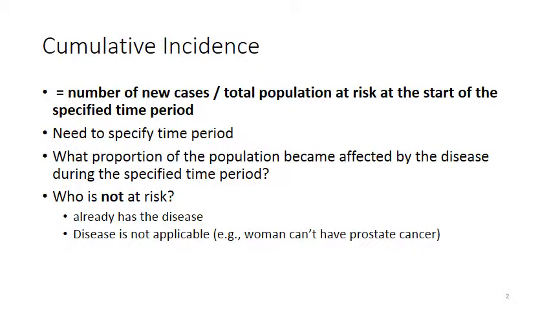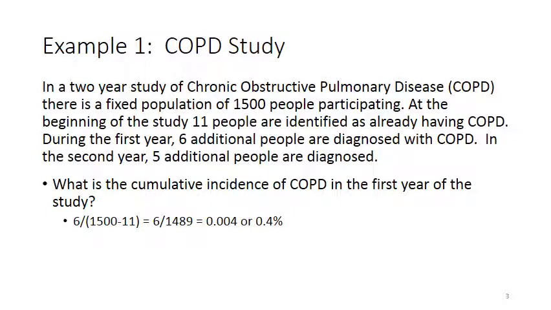In a 2-year study of chronic obstructive pulmonary disease, COPD, there is a fixed population of 1,500 people participating. At the beginning of the study, 11 people are identified as already having COPD. During the first year, 6 additional people are diagnosed with COPD. In the second year, 5 additional people are diagnosed.